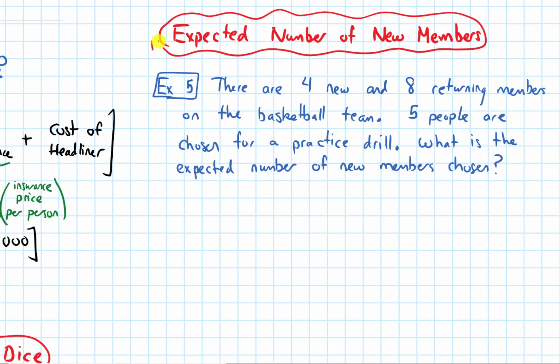In this video, we will do an example where we find the expected number of new members chosen for a basketball drill. So the question says there are 4 new and 8 returning members on the basketball team. 5 people are chosen for a practice drill. What is the expected number of new members chosen?